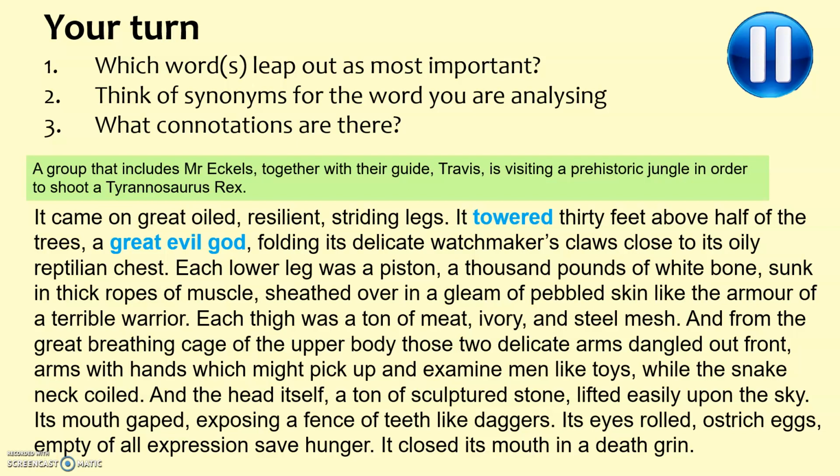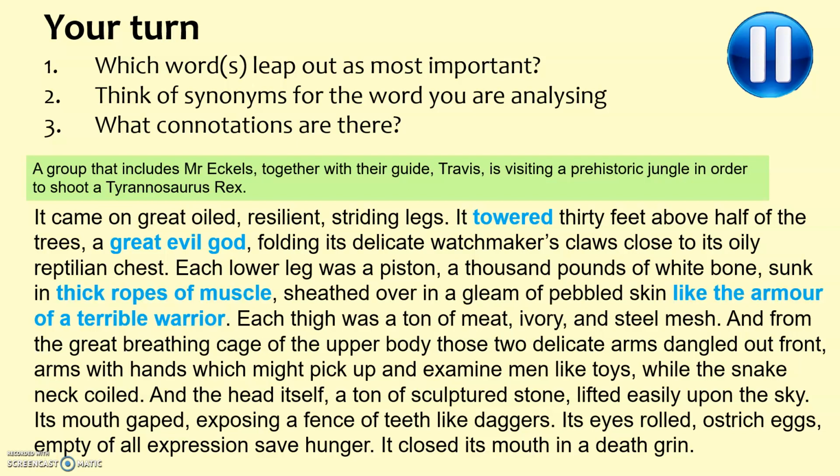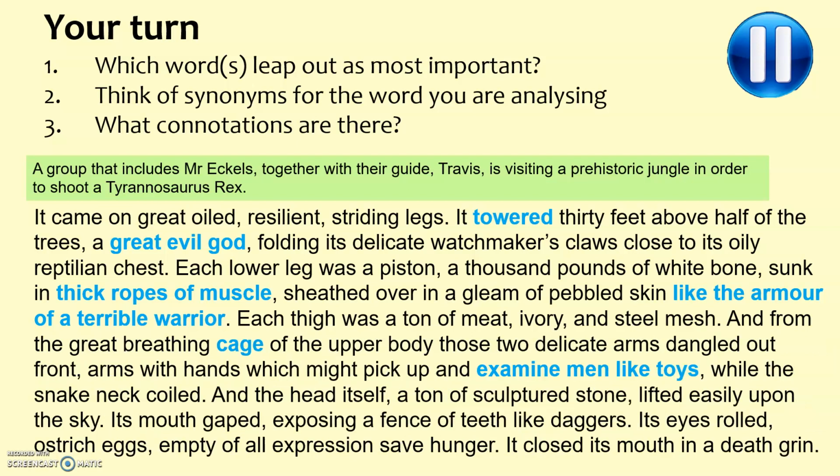So these are almost synonyms and connotations that I'm offering you here when I talk about these words. So see if anything I say matches anything you would have said for these lines. I missed some of those lines and went down to the thick ropes of muscle, making it sound strong and intimidating. Like the armour of a terrible warrior. That sounds like it's really strong and powerful again. This great breathing cage. It's talking about his chest there, but a cage makes it sound really dangerous and almost like it's trapped, or maybe we're thinking about the men trapped.